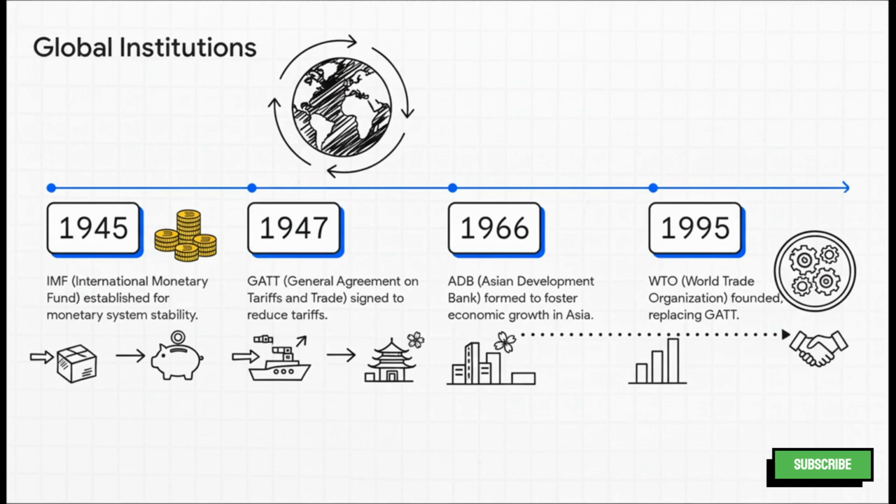Just 2 years later, in 1947, we get GATT, the big agreement to lower trade barriers. Then we jump forward to 1966 for the creation of the Asian Development Bank, focused on regional growth. And finally, much more recently in 1995, the World Trade Organization, or WTO, was founded to replace GATT with a more powerful system. So the order is IMF, GATT, ADB, and then WTO. That makes option B our correct answer.